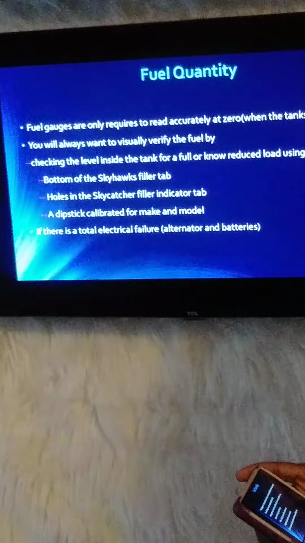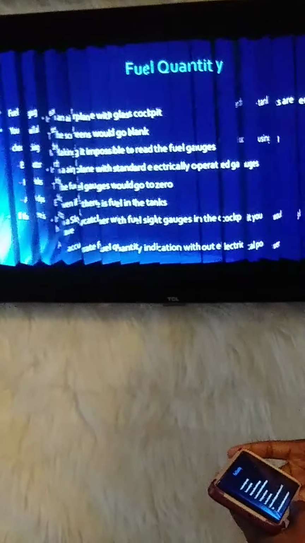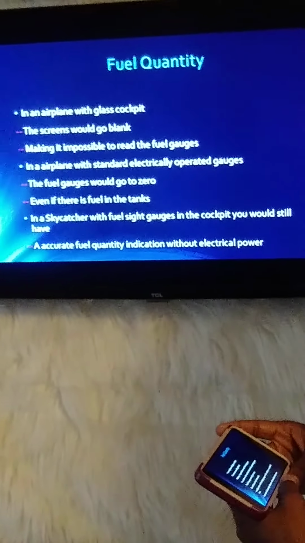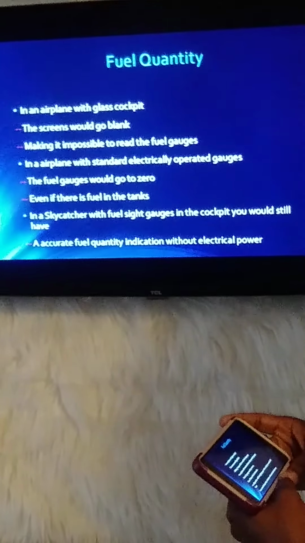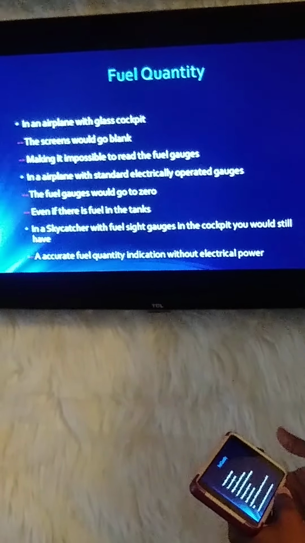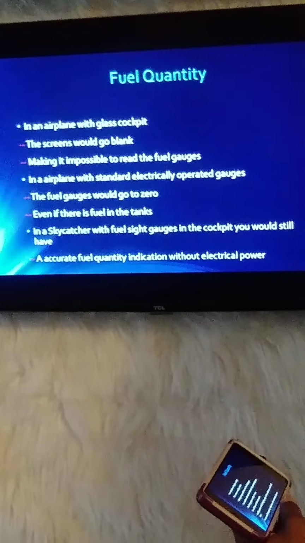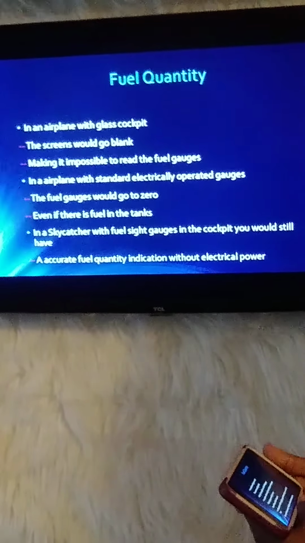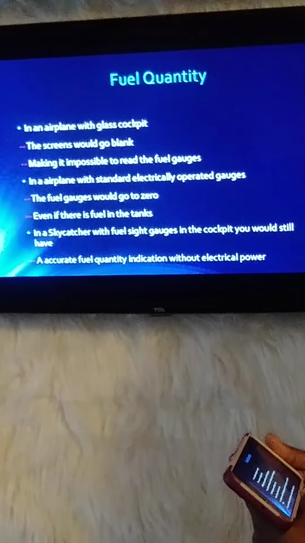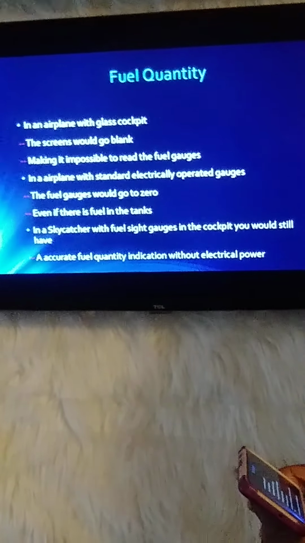If there is a total electric failure, alternator and batteries, in an airplane with a glass cockpit, the screens will go blank, making it impossible to read the fuel gauges. In an airplane with standard electrically operated gauges, the fuel gauges will go to 0, even if there is fuel in the tank. In a Skycatcher with fuel sight gauges in the cockpit, you will still have an accurate fuel quantity indication without electric power.